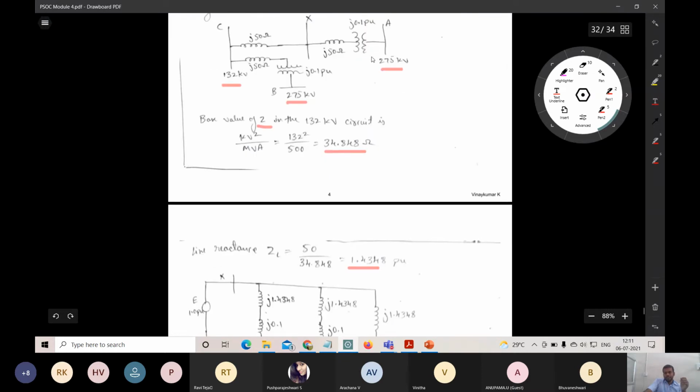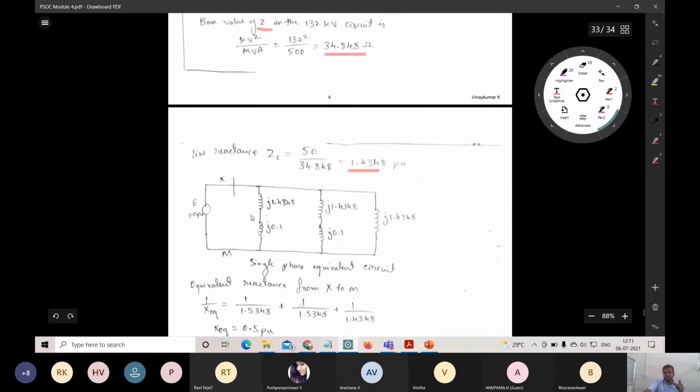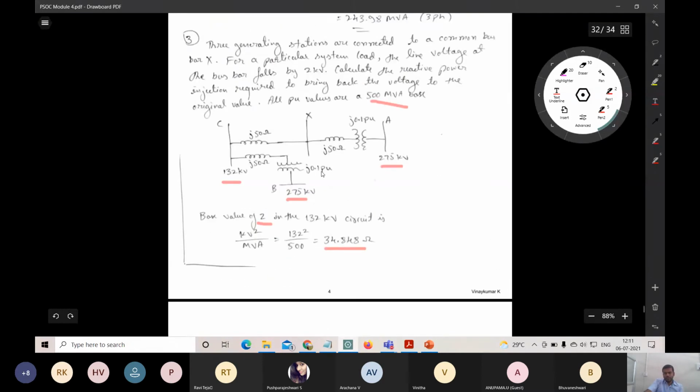So this is our A. What all is connected at A? There is one transformer and one line reactance. So write it as it is: one transformer, one line reactance. Come for B. So come for C.